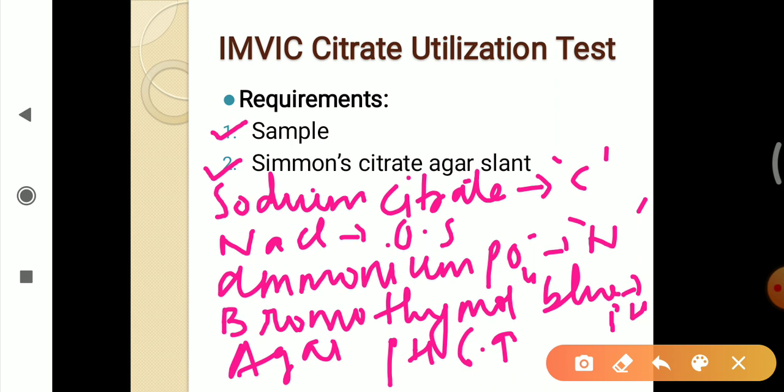This is the composition of the Simmons citrate agar slant. Sodium citrate provides the sole source of carbon in the medium. NaCl maintains the osmotic pressure. Ammonium phosphate provides the nitrogen source. Bromothymol blue is a pH indicator dye. Agar is there, and the pH is around 6.9. Originally the Simmons citrate agar slant is green in color.